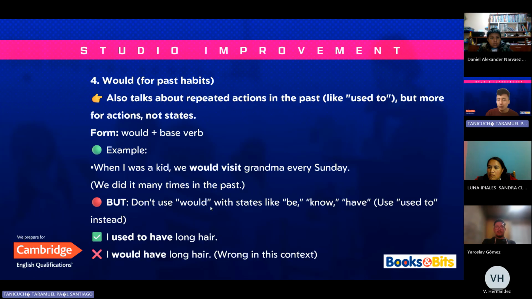We don't use would with states like know, have, because if you want to use be, the verb know, have, or be, you have to use used to instead, okay? For example, I used to have long hair is the correct one. We don't say I would have long hair because that is a grammatical mistake, all right? And what are stative verbs? Guys, do you know the stative verbs?